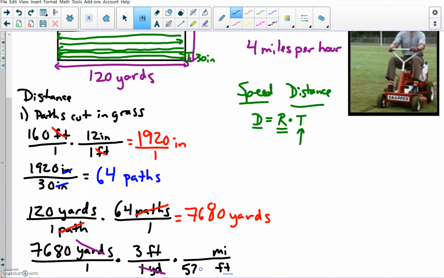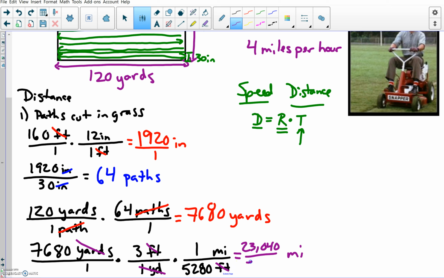So 5,280 feet and 1 mile. And again, I knew how to set that up because I want to cancel out the feet. And if I did this correctly, my final result should be just in miles, which if you look through, all the units got canceled except for miles. So then at this point, we're going to go ahead and multiply across the top. 7,680 times 3 is 23,040.